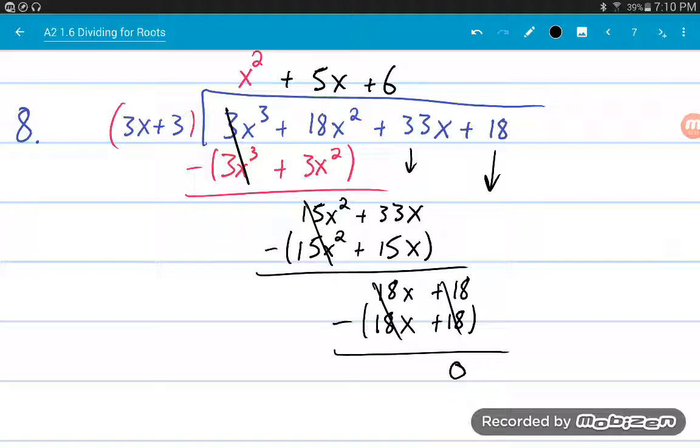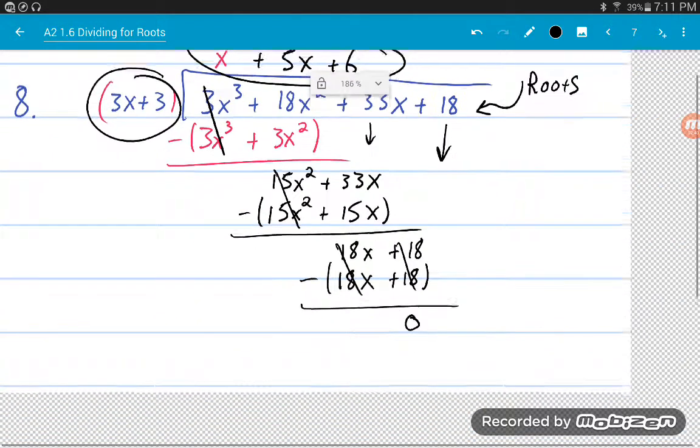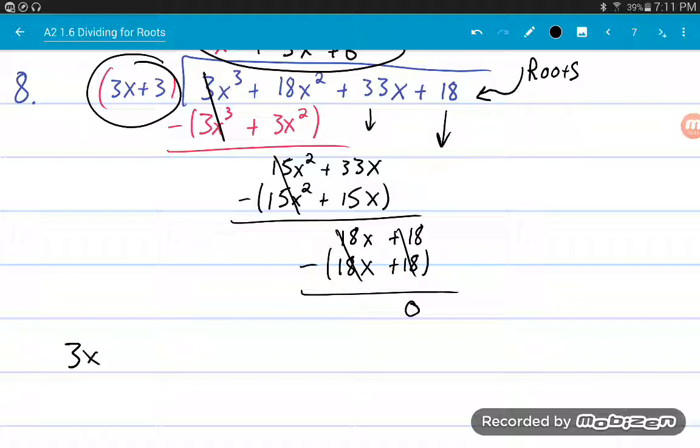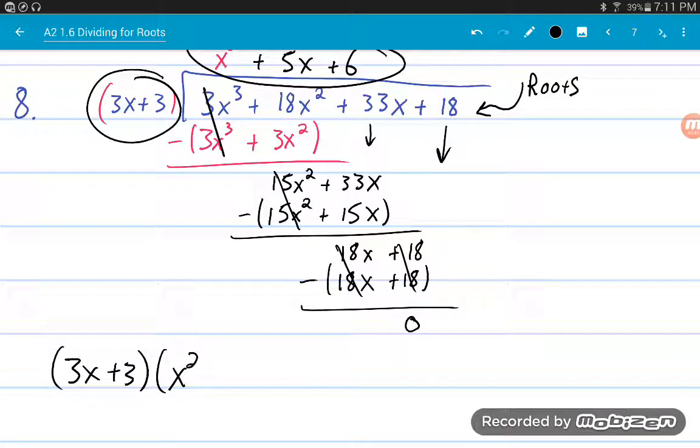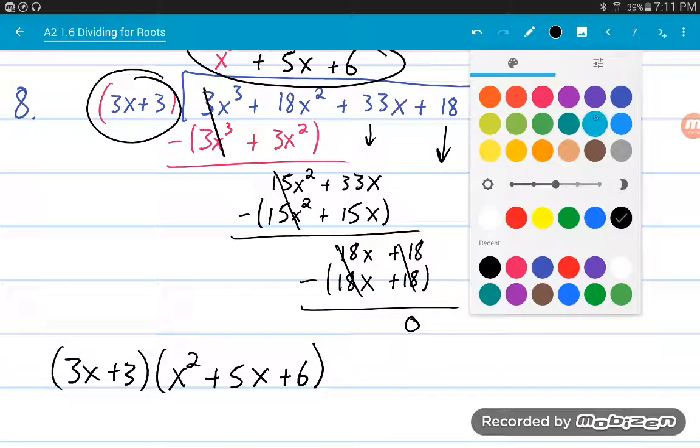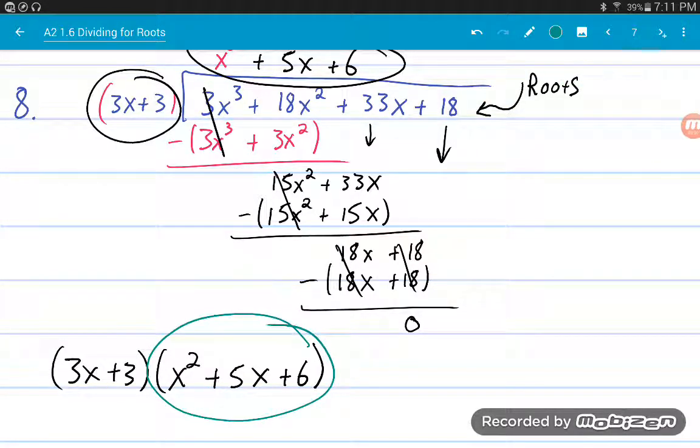In order to find the roots of this equation, the roots of this guy, we're instead going to use its factored form. We don't want to use this big ugly polynomial under here. We want to use its factored form. Its factored form is this times this. So we're going to rewrite it like that. 3x plus 3, x squared plus 5x plus 6. We want to factor it a little bit more. This part right here is factorable. I'll show you how, and then I'll come back over to this.